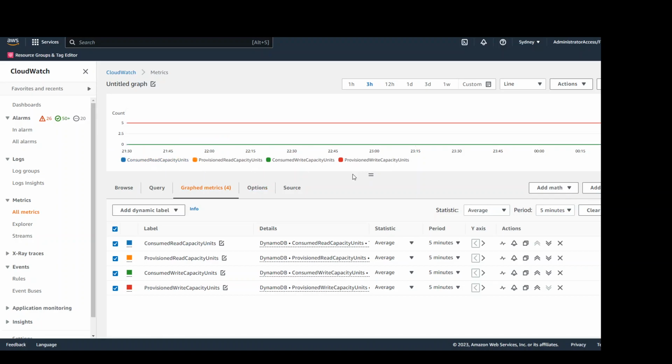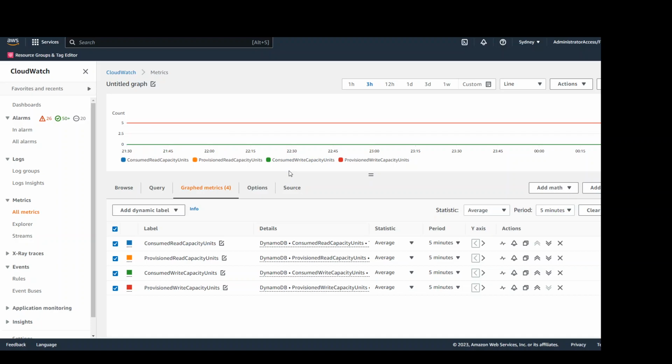Do the same with the right one. Hover over this orange one. It will show you that I have 5 of them provisioned. And when you go to the consumed one, the green, you see the green line is at the very bottom of the x-axis. So it means I'm using 0 of them. So this table is over provisioned here.